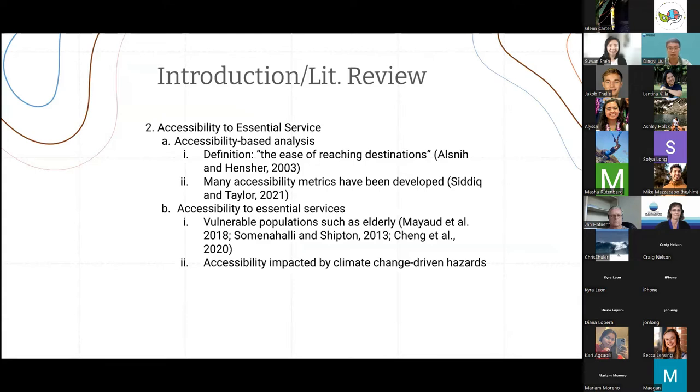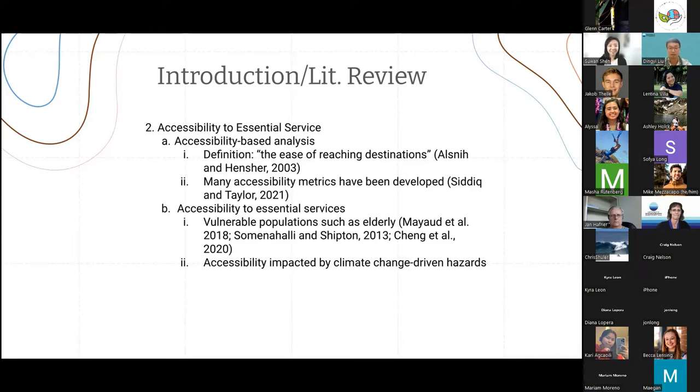Okay, next we move to a very important concept in this study: accessibility. Accessibility can be defined as the ease of reaching destinations. And in the past decades, many accessibility metrics have been developed.